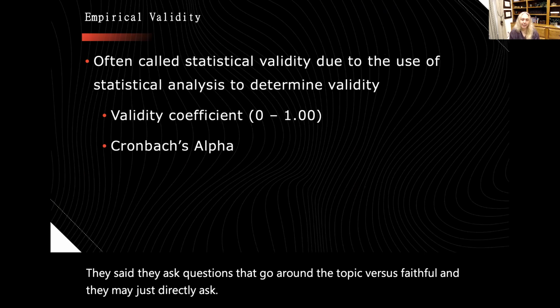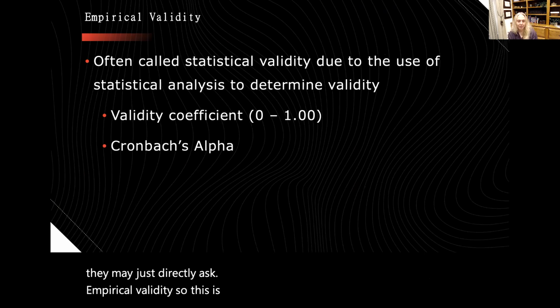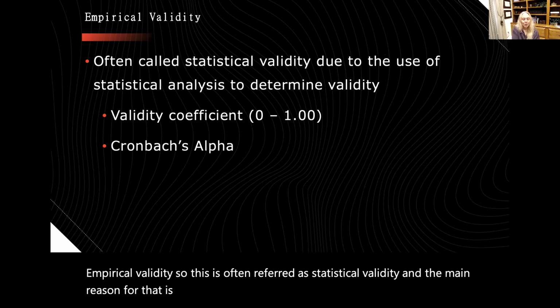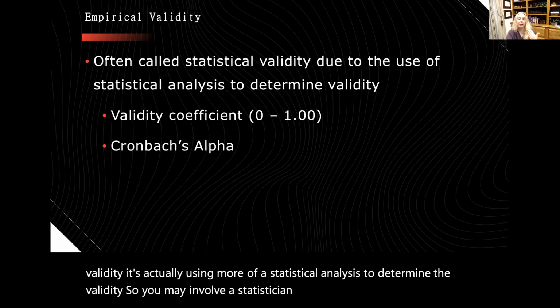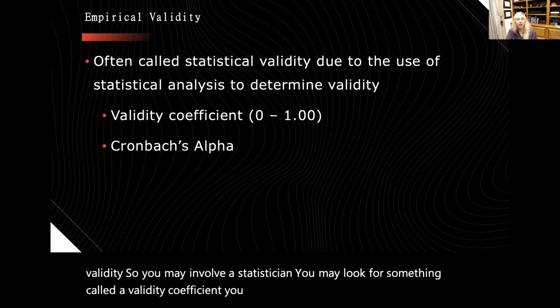Now, empirical validity is often referred to as statistical validity. The main reason for that is because, unlike face validity or content validity, you're actually using more of a statistical analysis to determine the validity. So you may involve a statistician. You may look for something called a validity coefficient. You may do a Cronbach's alpha.